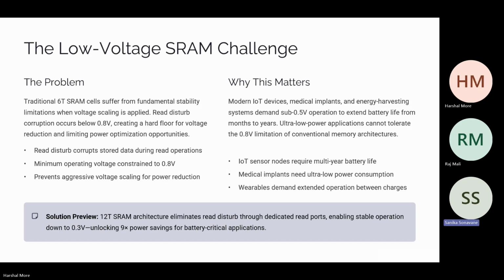The most common on chip memory, the 6T SRAM cell, becomes unstable below 0.8 volts. This is due to an issue called read disturb, where the very act of reading the data can actually corrupt it. This 0.8 volt floor is a major roadblock. It prevents us from achieving the aggressive power reduction we need. Our project set out to analyze a solution to this exact problem.